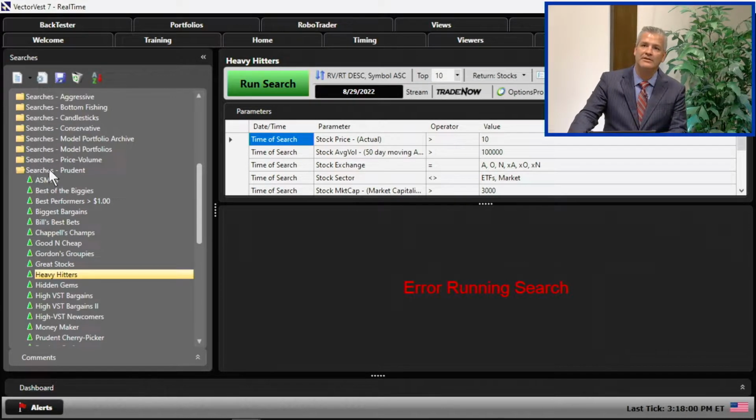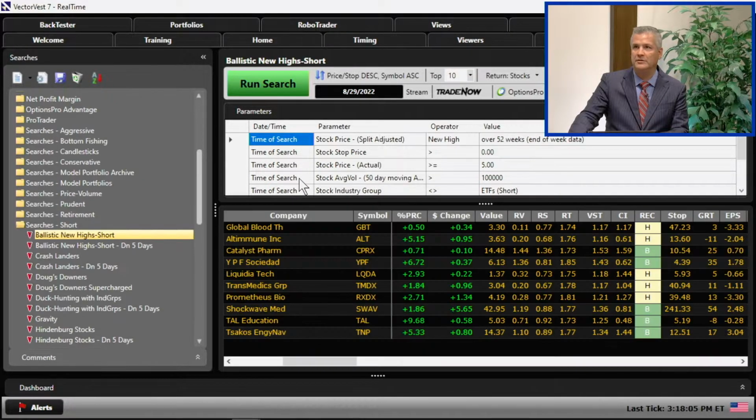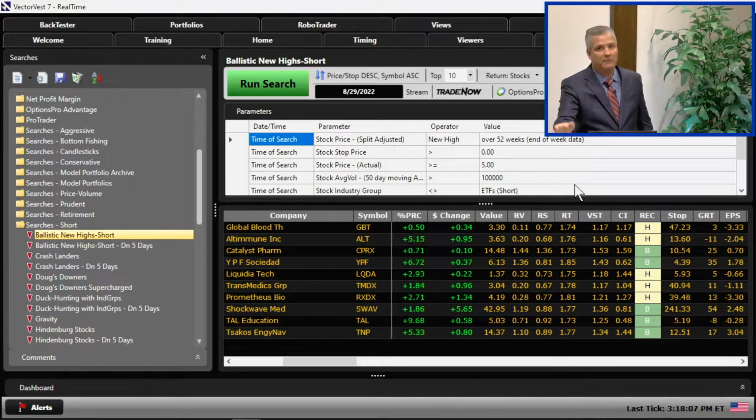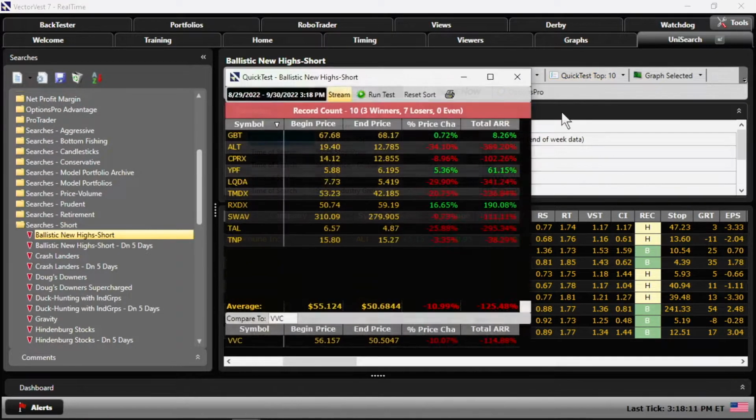There we go. All right, so I'm going to go to search as short, right? And we'll go ballistic highs short. So this is, again, part of Chappell's Champs Goes ballistic strategy. We'll see how that one's been doing here recently. Hey, pretty good. 11%.